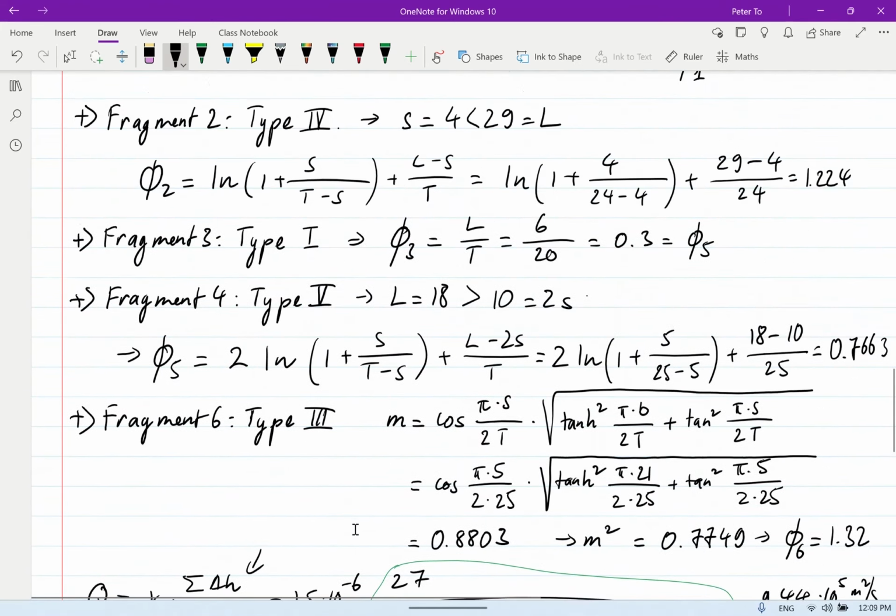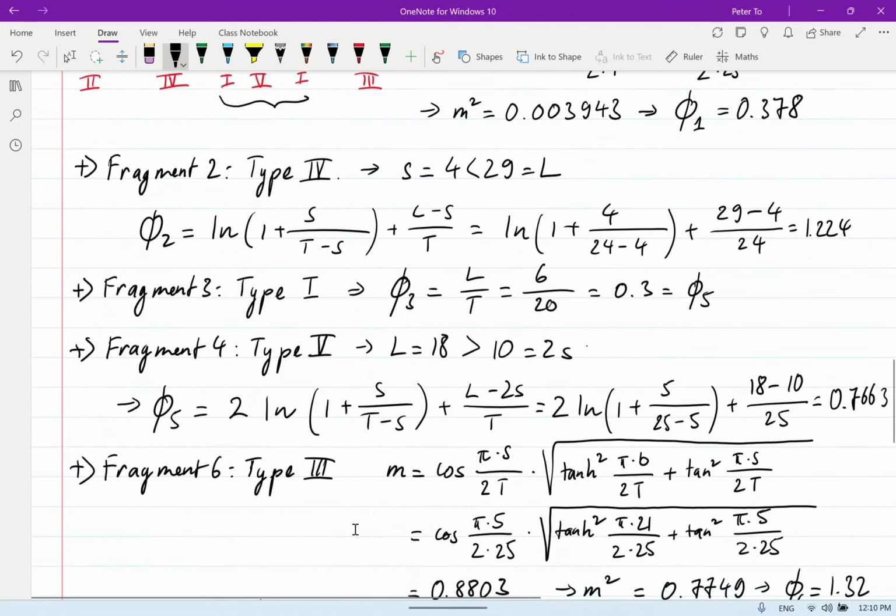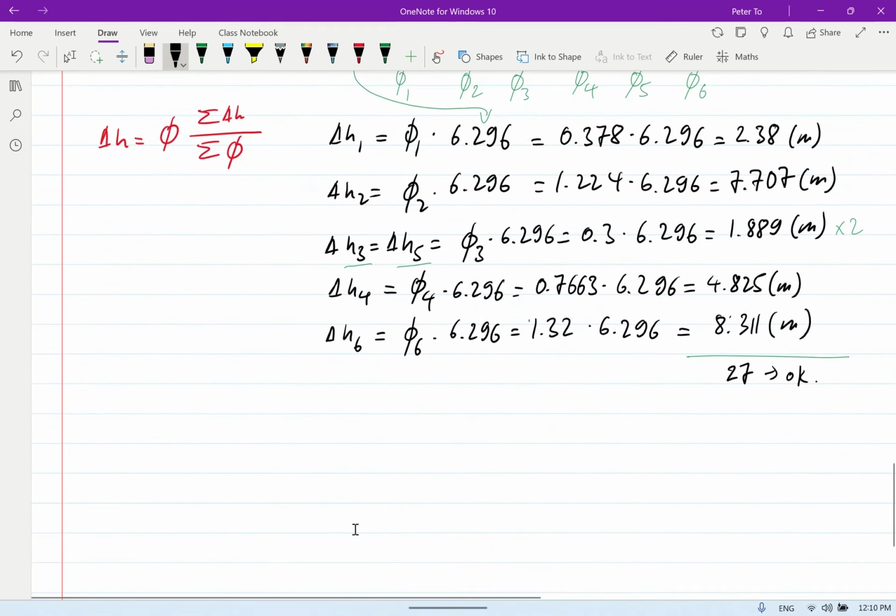Alright, so now I need to mark the points. My first one, something like this, will be my point A, then my point B, and then point C, and then point D. And I will calculate the pore pressure at each point, and then I will add up to get the diagram of the uplift force. Now my HA is equal to H, which is the upstream level.